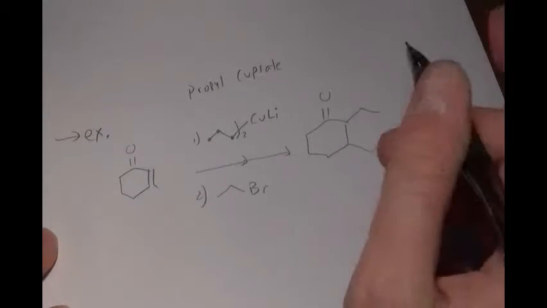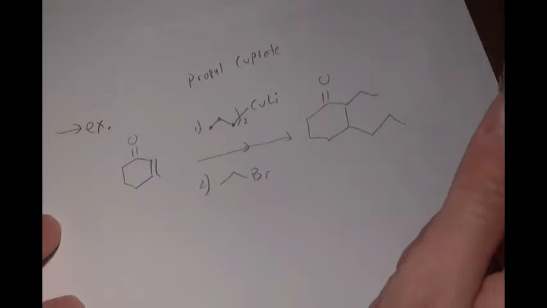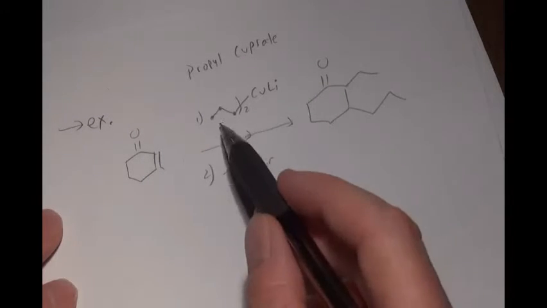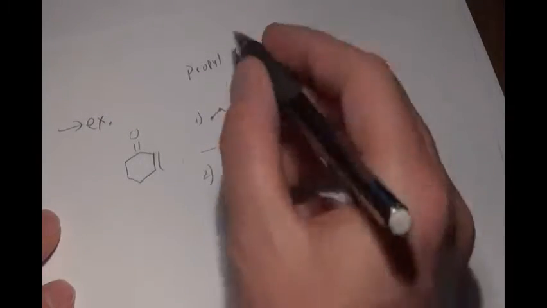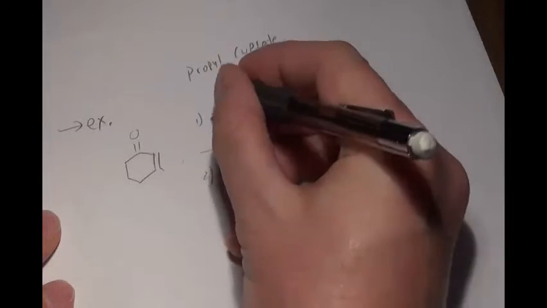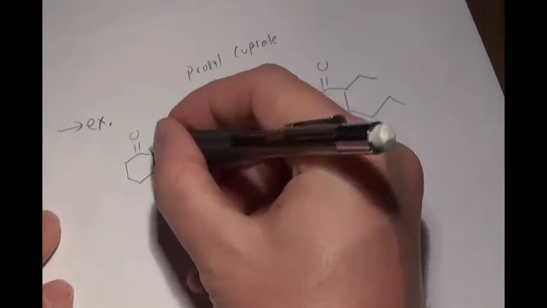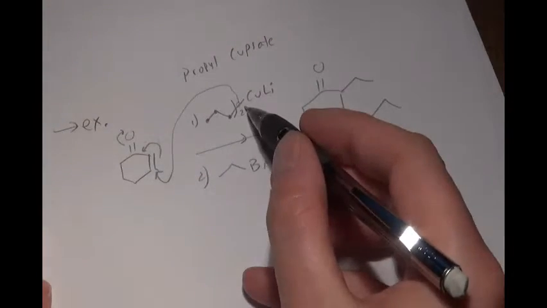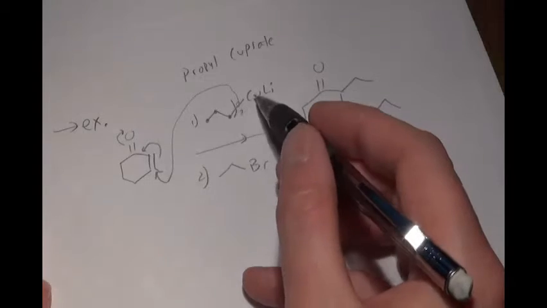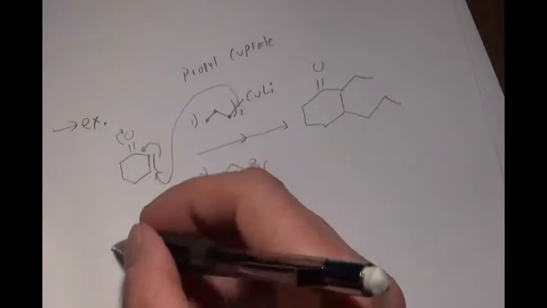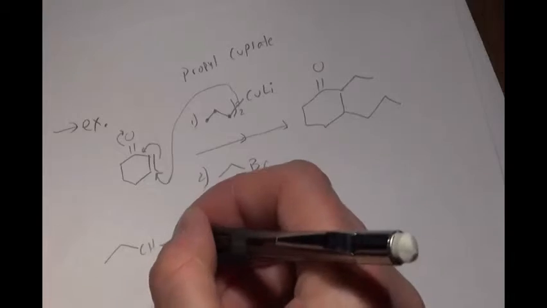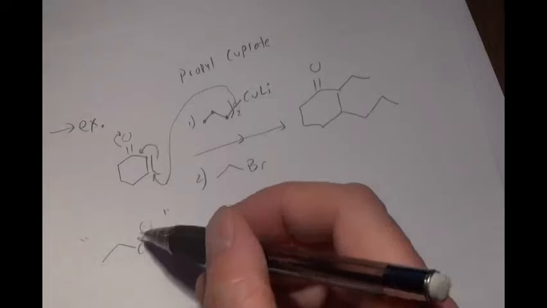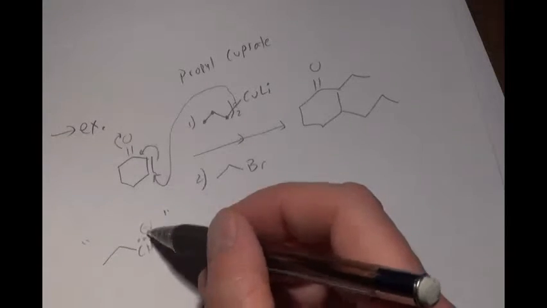Okay, let's see how that works. To draw my propyl as a nucleophile, I could just circle the bond and have it attack. The carbon-copper bond can be an attack. Alternatively, I could say it's 3 carbons with a negative charge, and have that carbon attack as well.